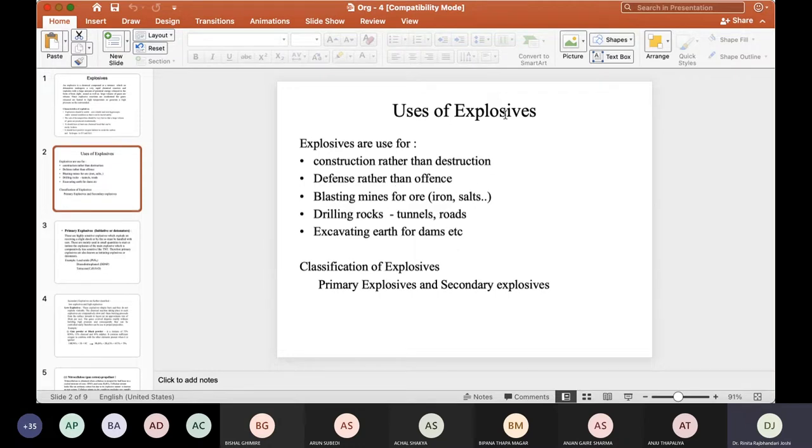And these explosives, in our syllabus, we can also consider nuclear explosives, but in our syllabus there are no fission or fusion ones. According to our simple syllabus, we know the classification of explosives, that is, primary explosive and secondary explosive. Explosives can be classified as primary as well as secondary.